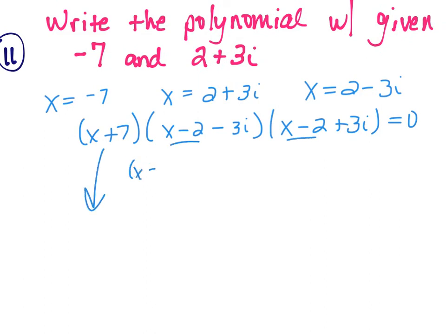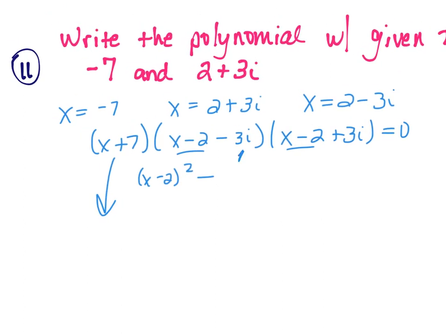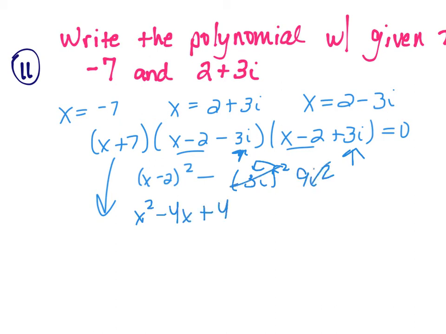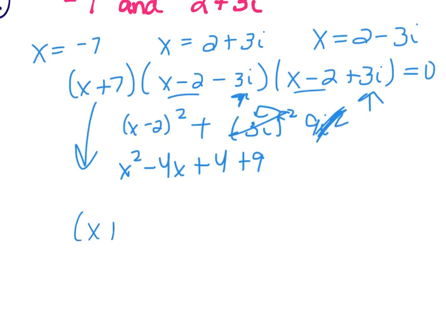So I have x minus 2 quantity squared minus 3i quantity squared. So if I distribute this here and here, I get x squared minus 4x plus 4. And then this was going to be 9i squared. Cross off the i squared, plus. So we have x plus 7 times x squared minus 4x plus 13 equals 0.